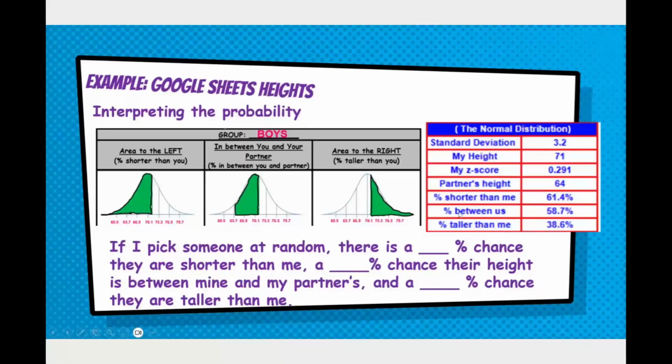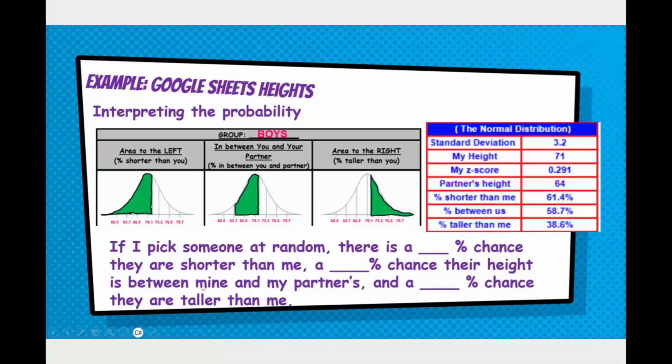So here, I said I would expect this number to be close to 50 for the left, but not really. 61.4 is fine. I guess my intuition was a little bit off. 58.7 in the middle, and then 38.6 taller than me.